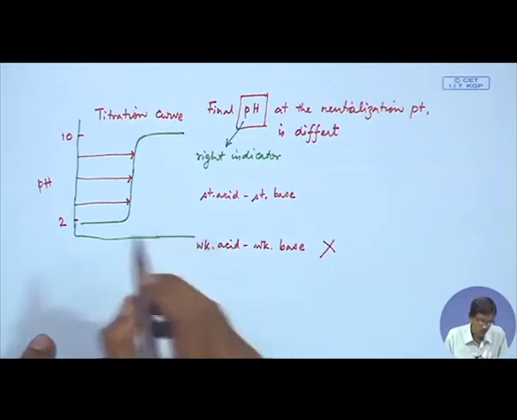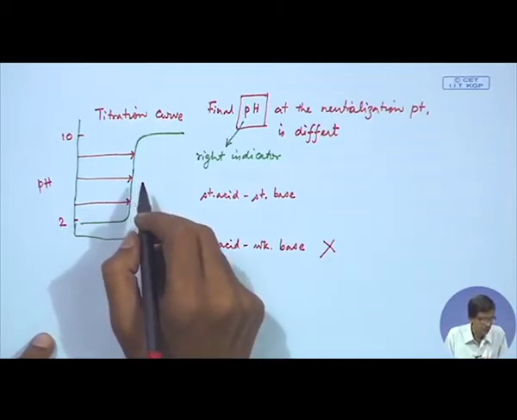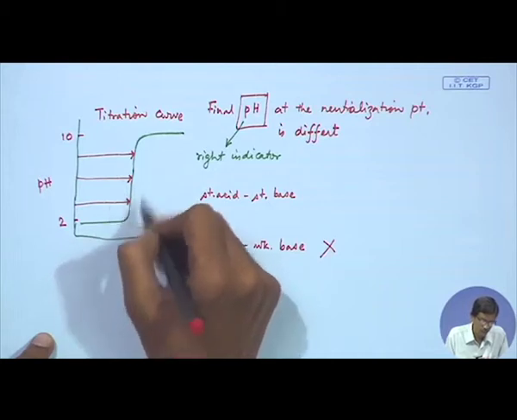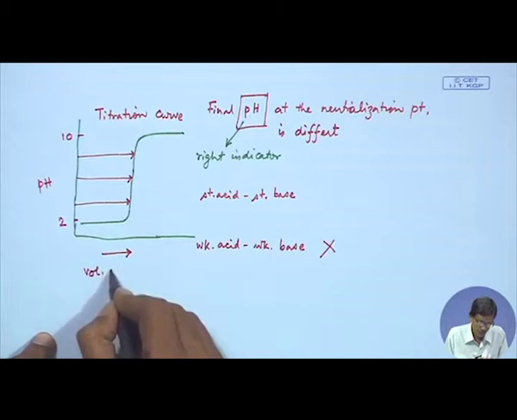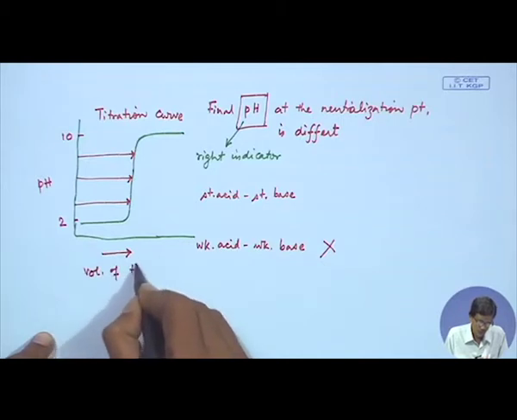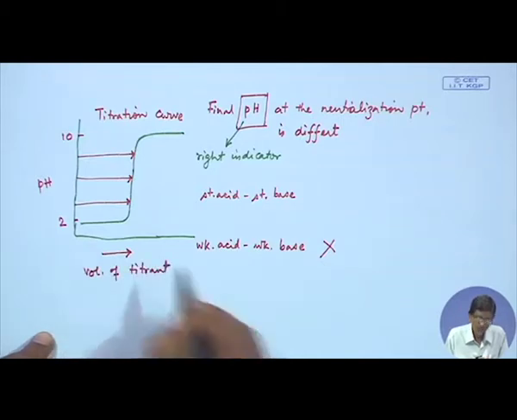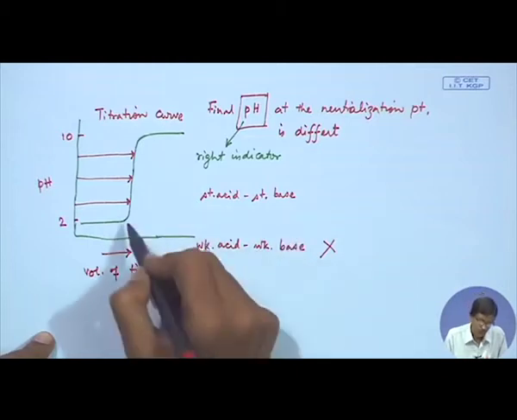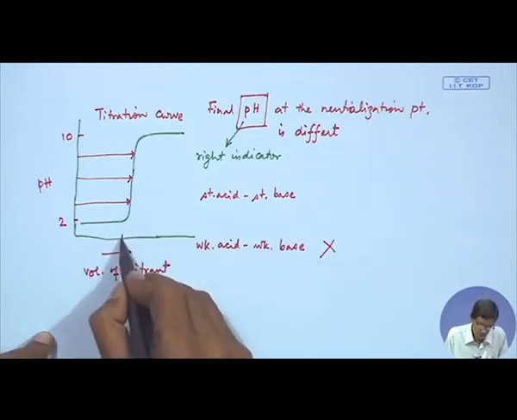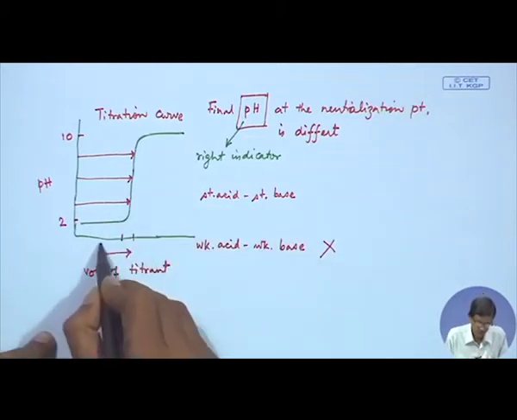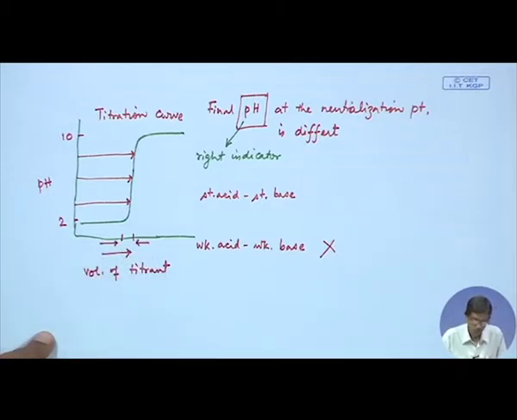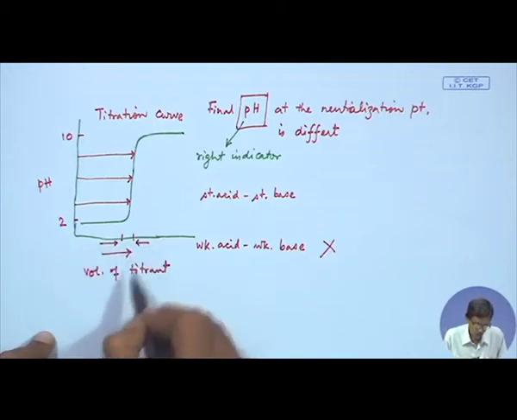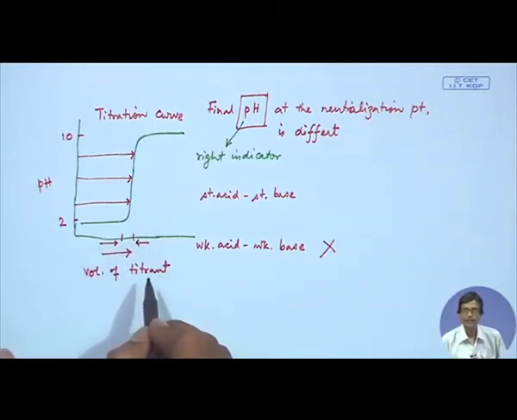So, what we look at is the pH change over a minimum volume of the titrant, because this is the volume of titrant we are adding. If this is very sharp, you see this much change in volume, this is the change in volume of only a small volume. So, this much small volume change of the added titrant.